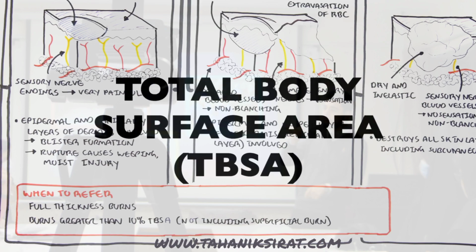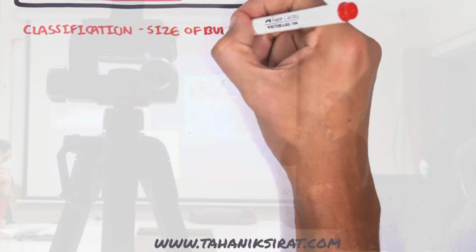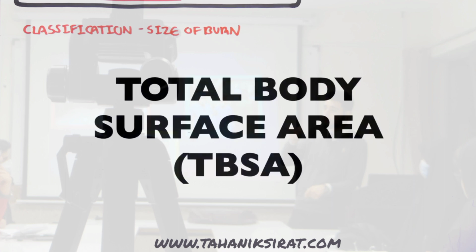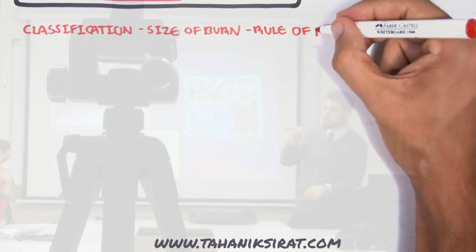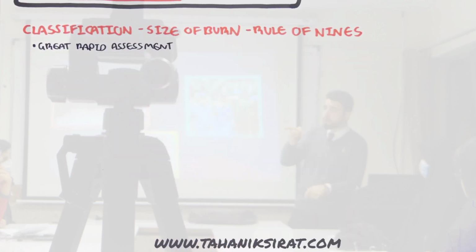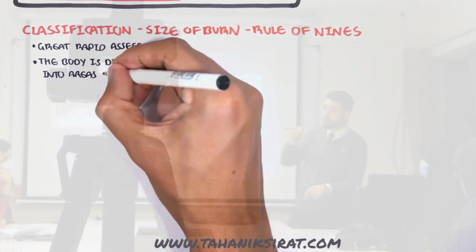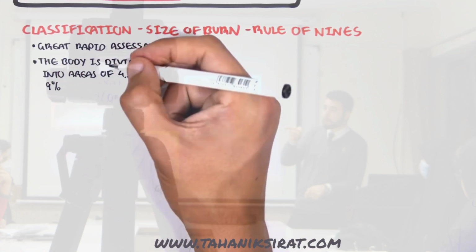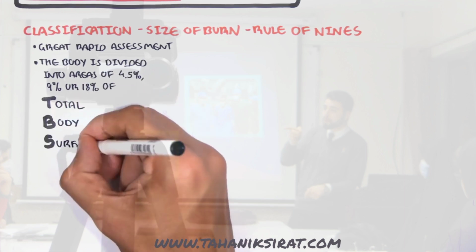So what does this total body surface area mean? When assessing burns, it's also important to calculate how much of the body is burnt, or the size of the burn, or we refer to this as the total body surface area. A good way to calculate the total body surface area is to use what is called the rule of nines. It's a great rapid assessment. The rule of nines is where the body is divided into areas of percentage, which are divisible by 9, with the exception, for example, you have 4.5%, 9%, or 18%.